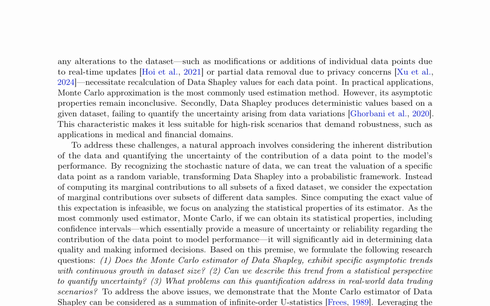This section of the research paper discusses the challenges of Data Shapley values in real-world applications, including the need for recalculating values due to dataset modifications and the inability to quantify uncertainty. It introduces a probabilistic framework that considers the stochastic nature of data and treats the valuation of a data point as a random variable. The paper formulates three research questions focusing on the asymptotic trends of the Monte Carlo estimator of Data Shapley, quantifying uncertainty, and addressing problems in data trading scenarios.